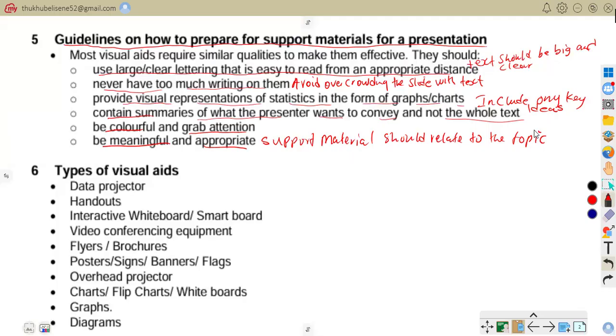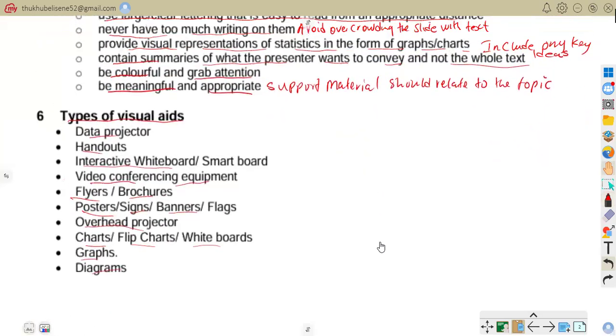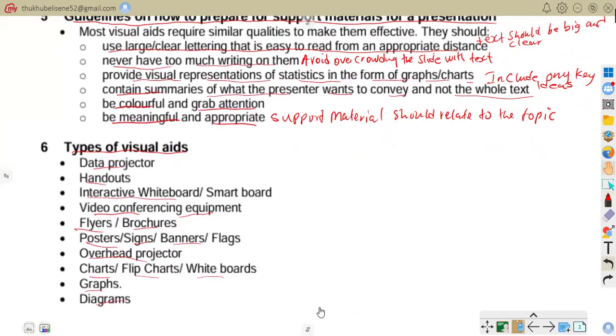So now let us come to the types of visual aids. You're going to have data projector, handouts, interactive whiteboard and smartboard, video conferencing equipment, flyers and broadcasts, posters, banners or flex, overhead projector, charts, flip charts, whiteboards, graphs, and diagrams. These are visual aids that we are going to explain.